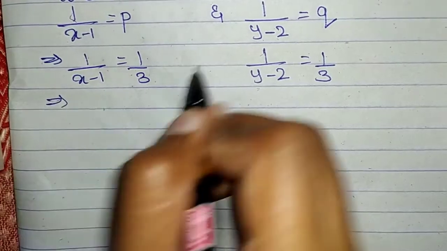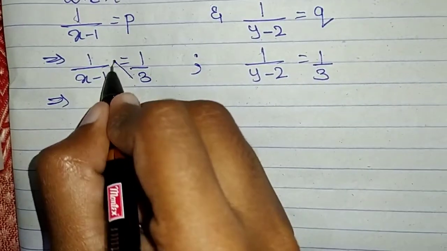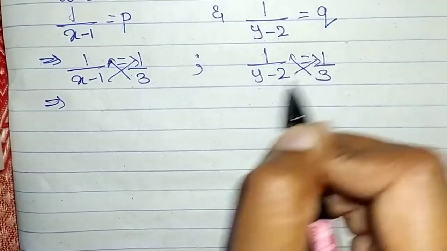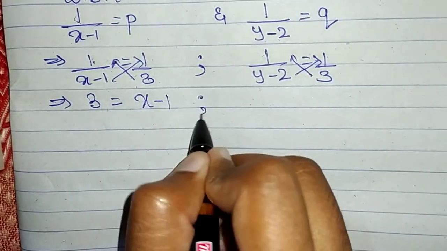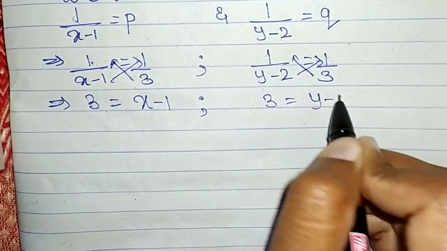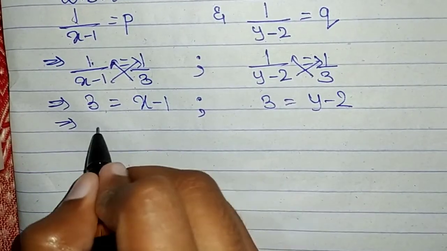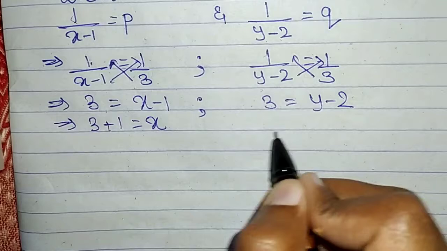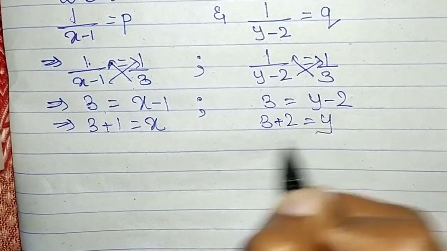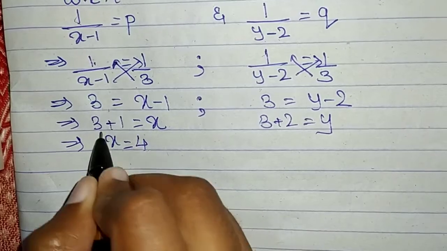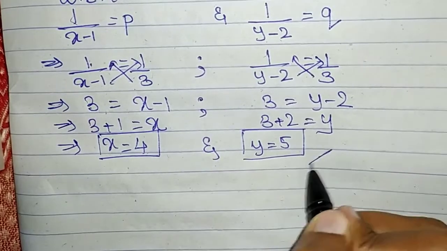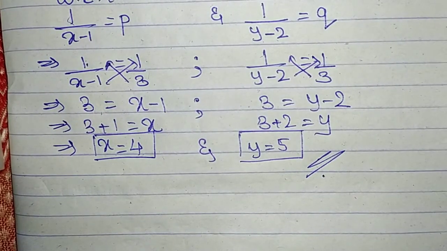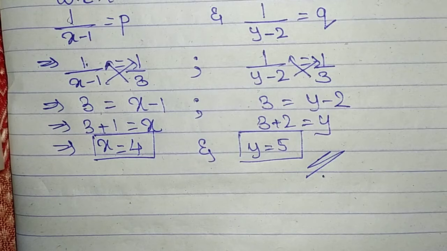So this implies, cross multiply them. So 3 into 1, 3 is equal to 1 into x minus 1, and similarly 3 is equal to y minus 2. So x is equal to 3 plus 1 and y is equal to 3 plus 2. This implies x is equal to 4 and y is equal to 5. This is our required solution for the given set of equations. The two examples which I solved for you right now were the solved examples from your textbook.